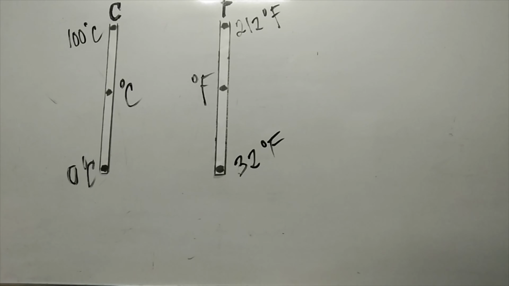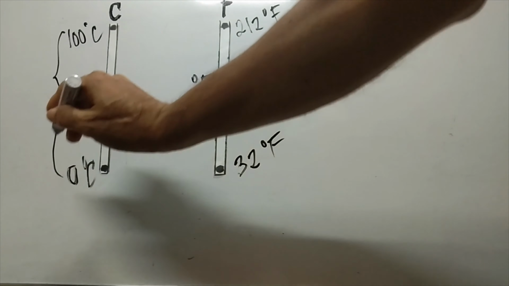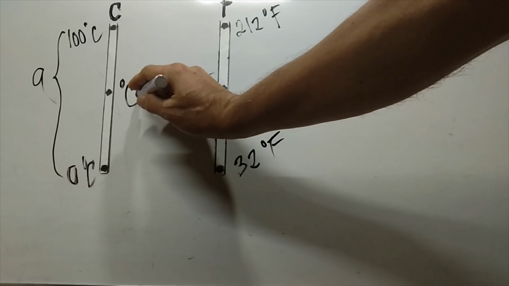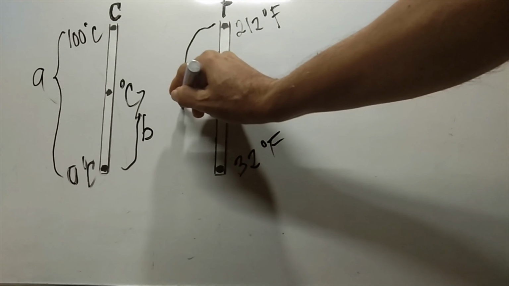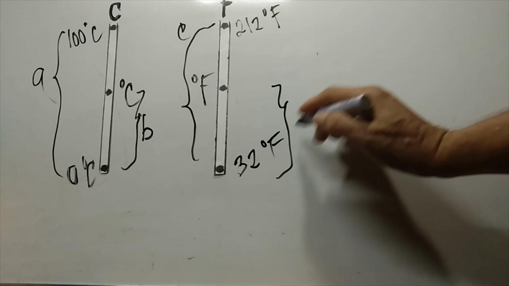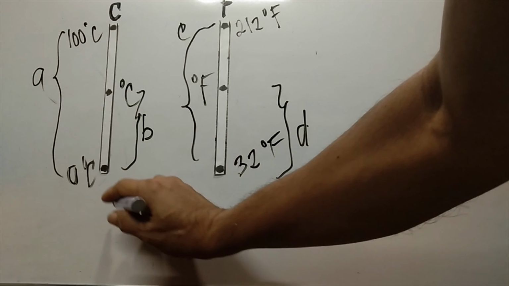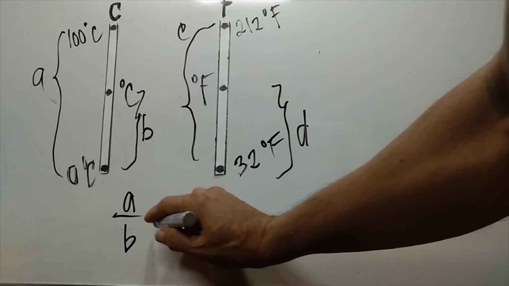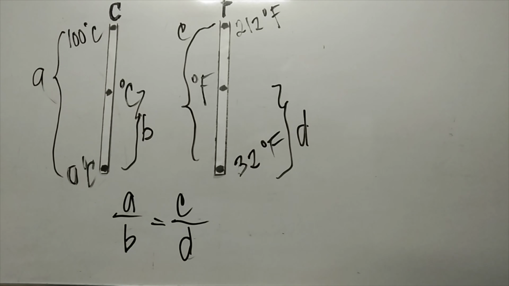At any point, for example, degrees Celsius, it should have a counterpart in Fahrenheit, degrees Fahrenheit. How? By ratio and proportion concept. So first, let's label this part as A and this part as B, while this part is C and this part is D. So we can now say that A over B is equal to C over D.